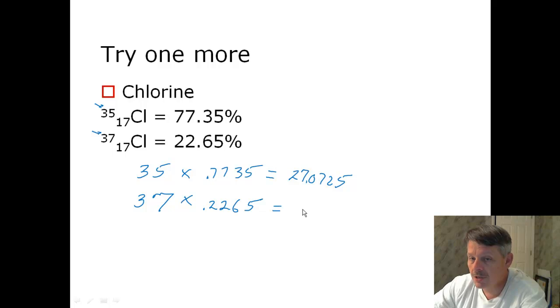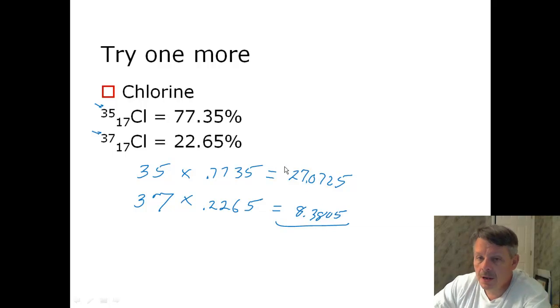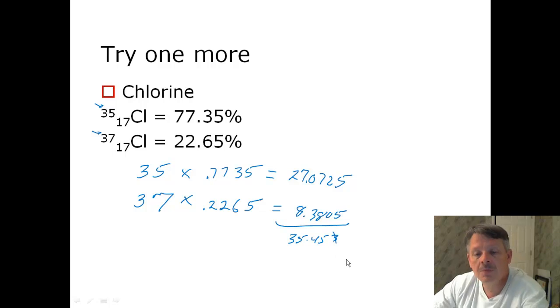Now you'll notice, guys, I'm using a lot of sig figs here, right? That's okay. I am assuming that the 35 and 37 are pure numbers. They're not measurements, right? Which is an incorrect assumption, but we're going to make it anyway. So when we add these up, we are going to come up with 35.453, or 35.45. So bottom line is, that's what we came up with for our average atomic mass. This is the way you come up with average atomic masses and weighted averages.